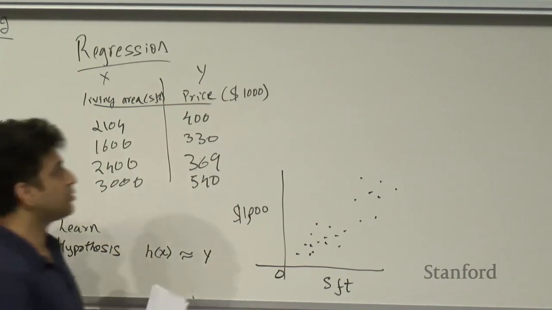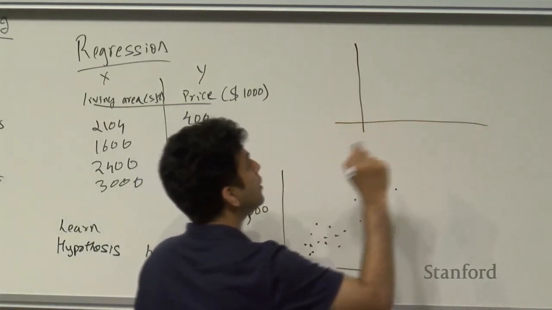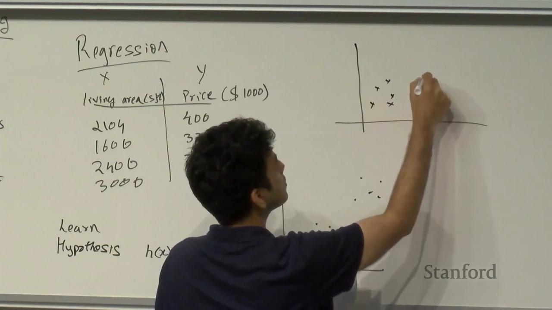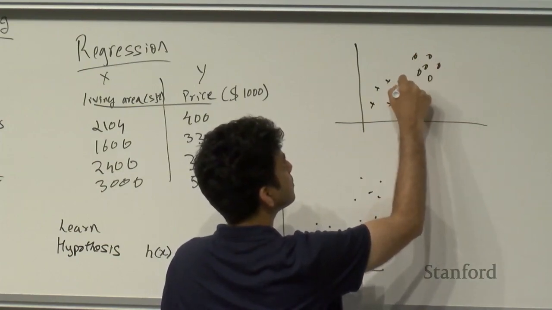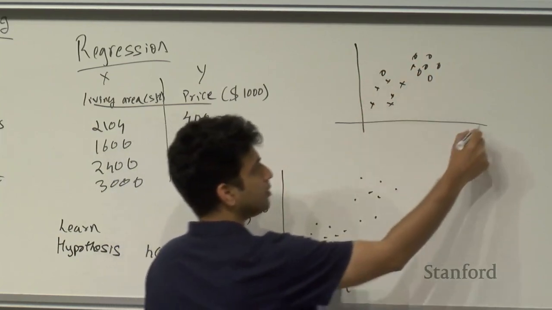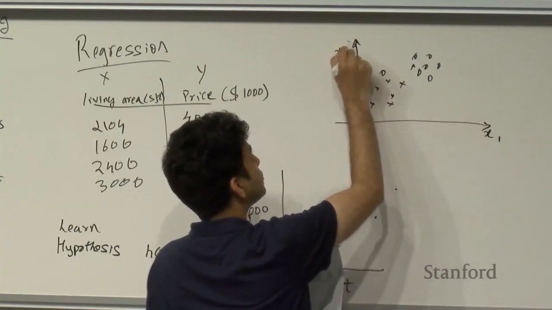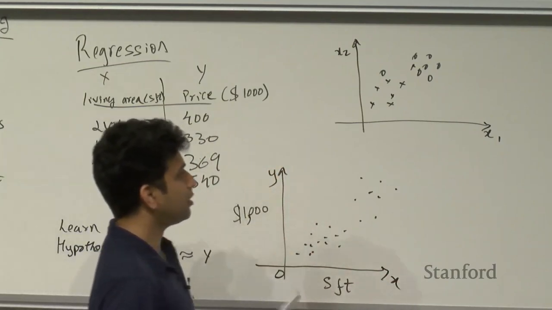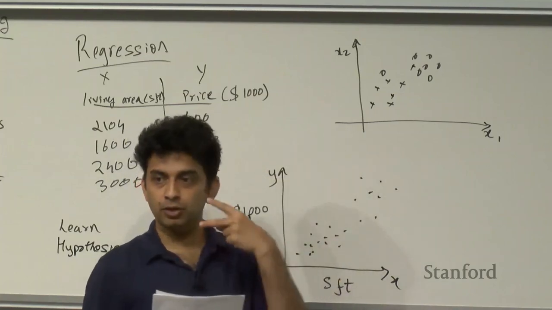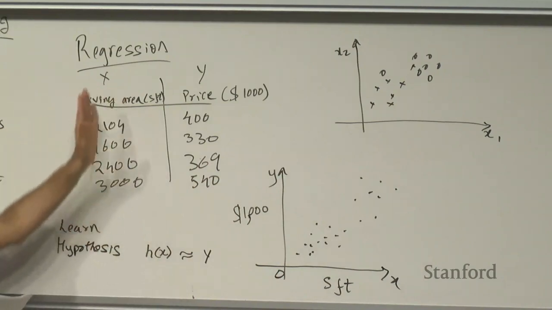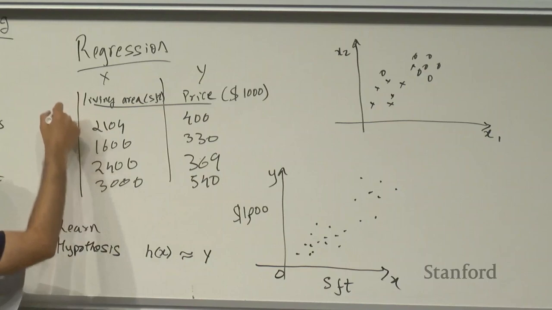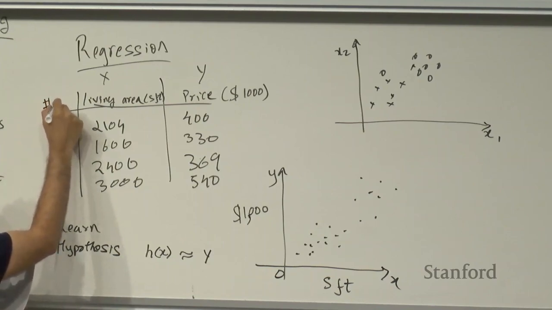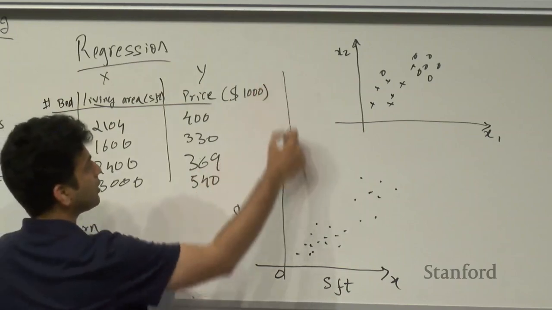And there are some other cases where what you're trying to learn is a classification problem. Here this was x and this was y. x was scalar-valued. But imagine a different problem where your x's have two attributes instead of just one, x1 and x2. Let's say there was a second attribute, for example, number of bedrooms, right?